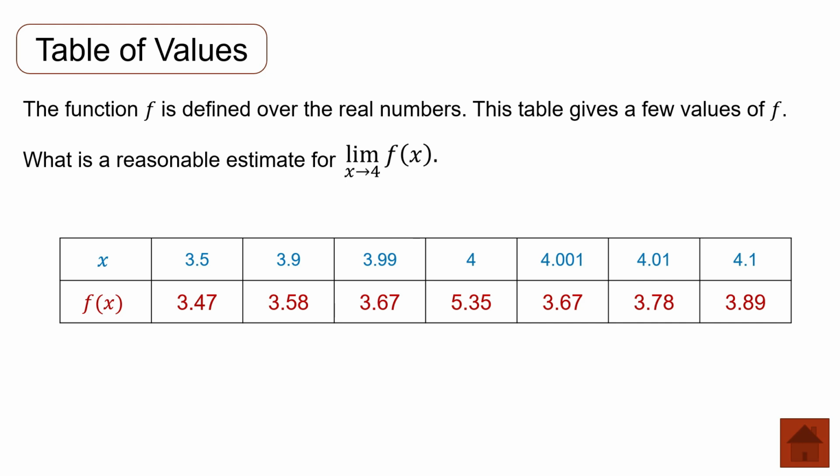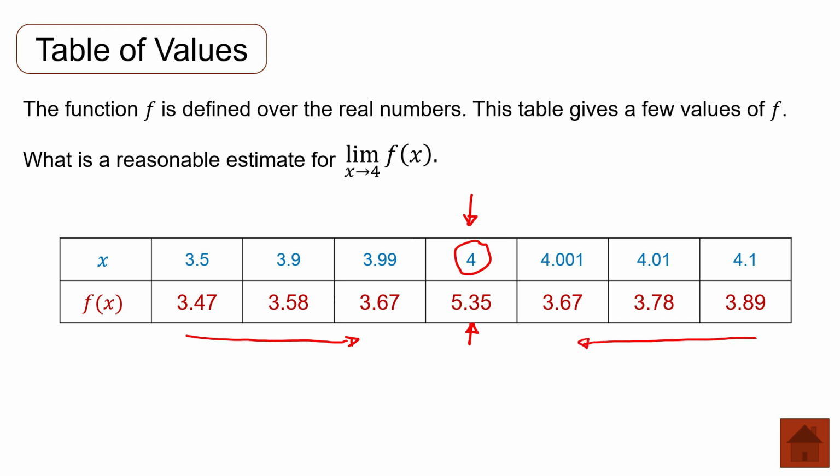Let's have another example, and I think this is the last one. So what is the reasonable estimate for the limit of this function as x approaches 4? And 4 is actually here in the middle. It's defined. Okay? And maybe you're thinking, since f of c or f of 4 equals 5.35, then that's the answer. Well, let's examine the values.